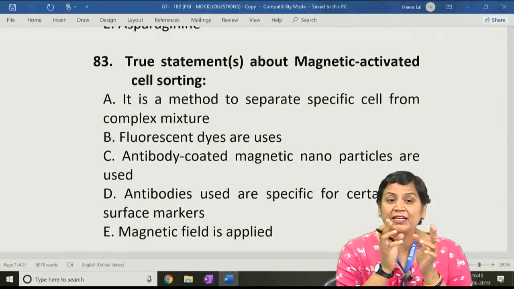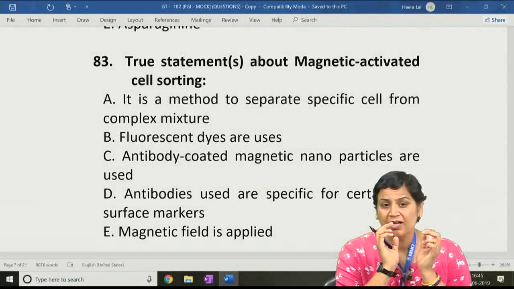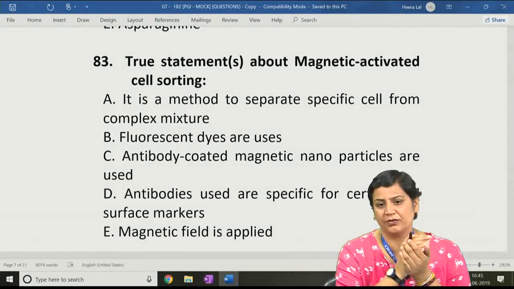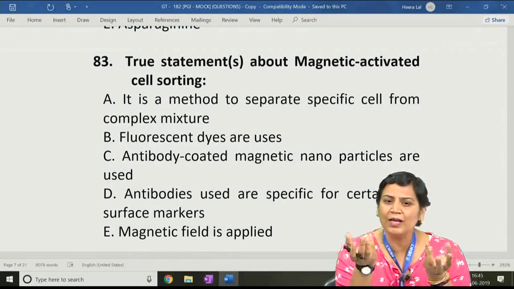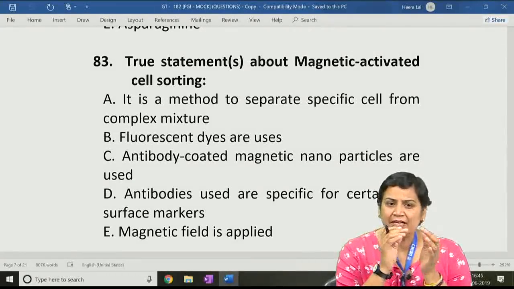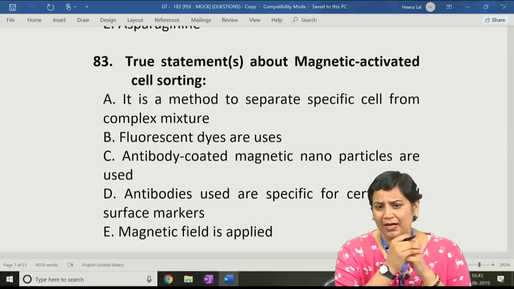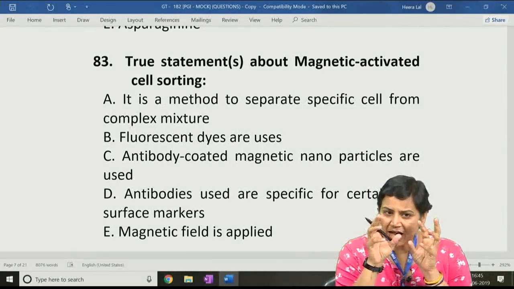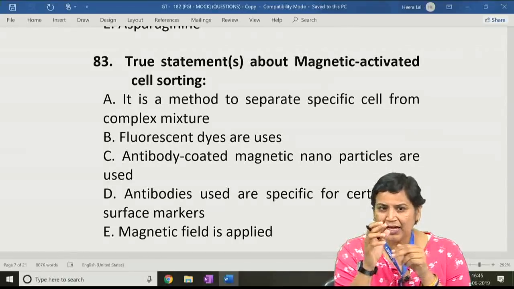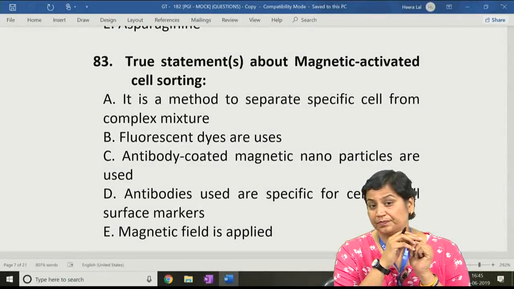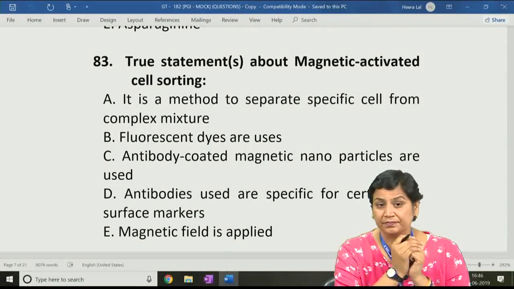Antibody coated magnetic nanoparticles are used. And obviously antibodies have to be specific for certain surface markers, otherwise there won't be any binding. And a magnetic field to some extent can be applied, but here it won't be applied. So the answer to this would be option A, option C and option D, not B and A.